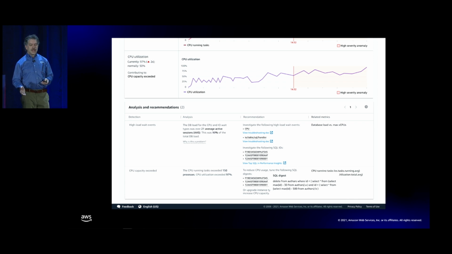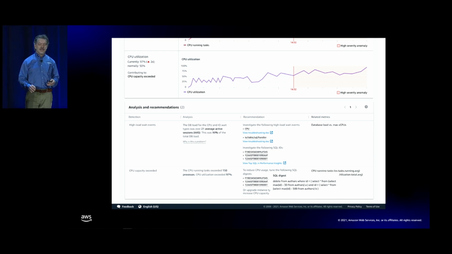Also, DevOps Guru for RDS, in this case, has picked out 3 SQL statements that are likely causing the issue. If you hover over the SQL ID of the SQL statements that it picked out, it shows you the actual SQL text of the statement. If you click on that SQL ID, it will take you into Performance Insights and show you the details and history of that SQL statement.